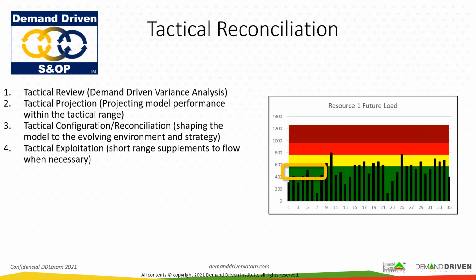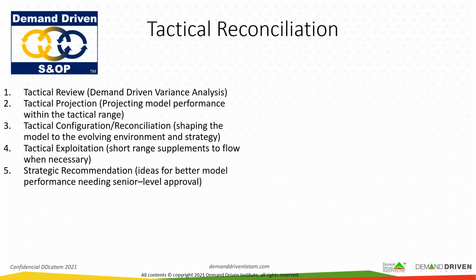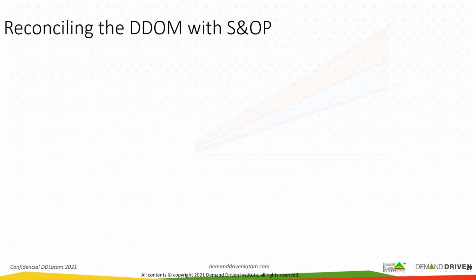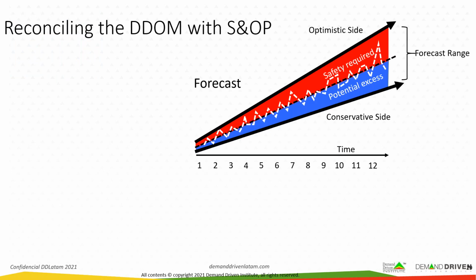And then, do I have an ability to do tactical exploitation where I have capacity that is available in the near term? And then finally, what about my strategic recommendations? What is my idea for my better model that I can't do as a DDS&OP team, but I need the exec's approval for it. So I've got to reconcile my demand-driven operating model with my sales and operations planning. Let's tie this together, and then I'll open up for questions.